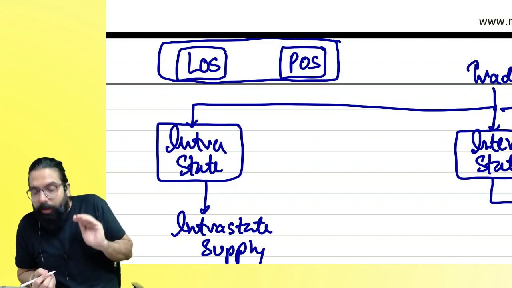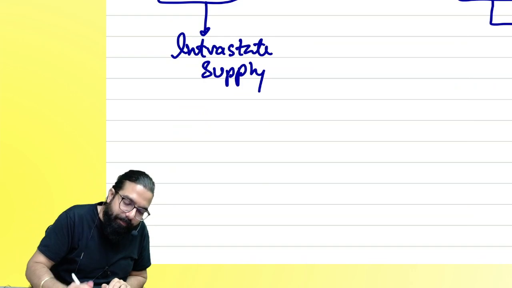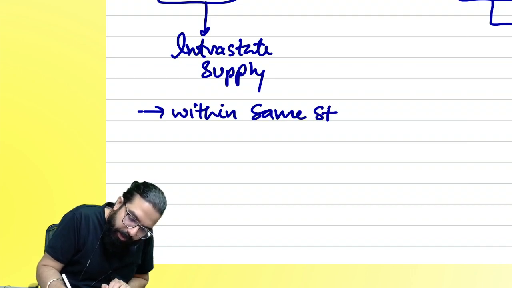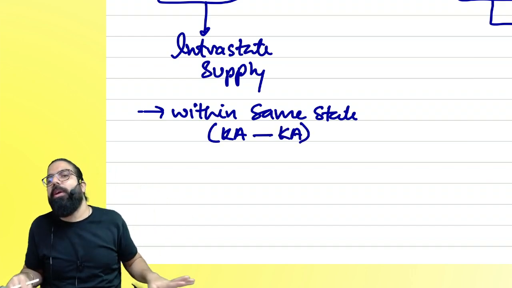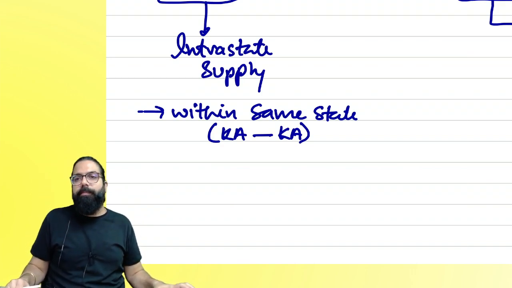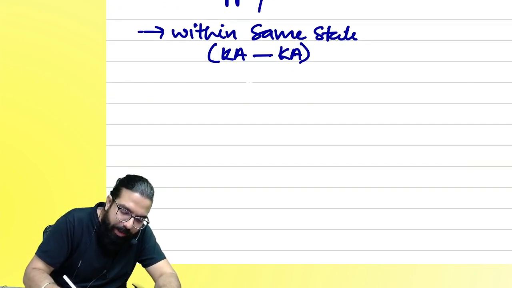Yes or no, everyone? If the supplier and the place where he is supplying are within the same state, can you give me an example of within the same state? Karnataka to Karnataka. I am supplying goods within Karnataka. That is known as what, everyone? Intrastate. You know what GST I will charge when I am doing this transaction? I will charge what, everyone?